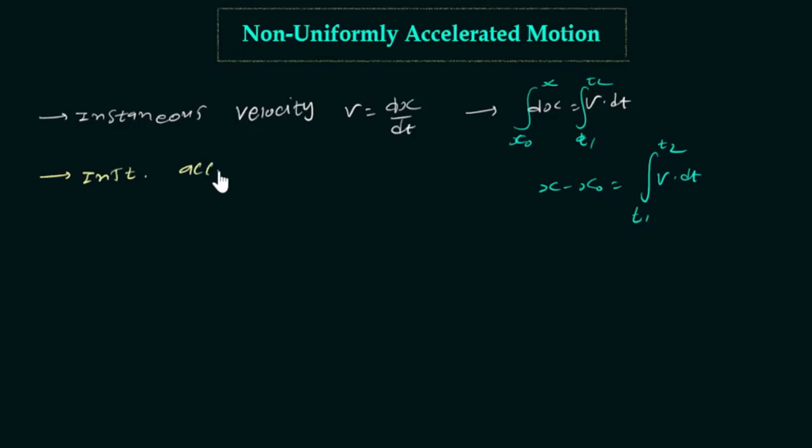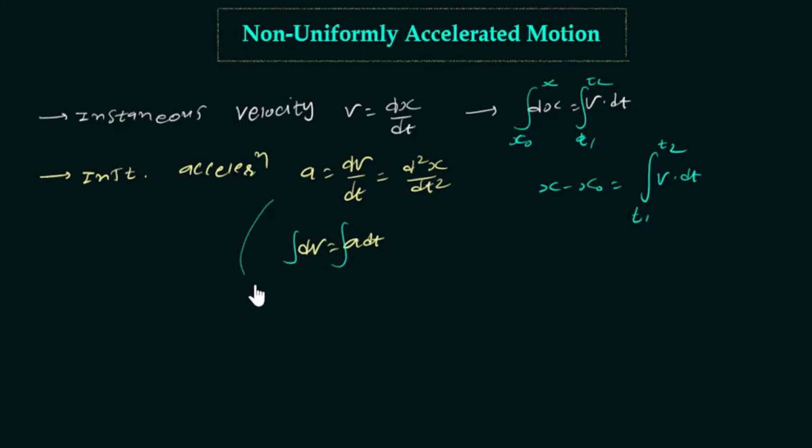Now our second equation is instantaneous acceleration, which is a equals dv by dt. Also, it is the double time derivative of displacement. Here you can also write it as dv equals a dt. So you can integrate this equation like this: the integration of dv equals the integration of a dt.